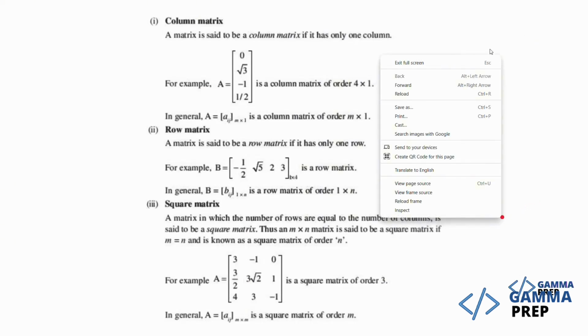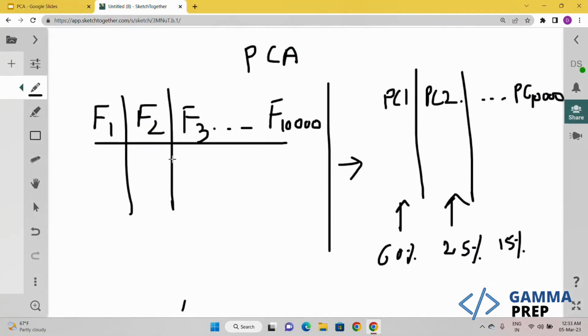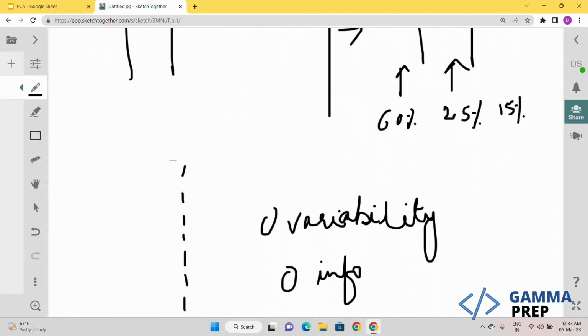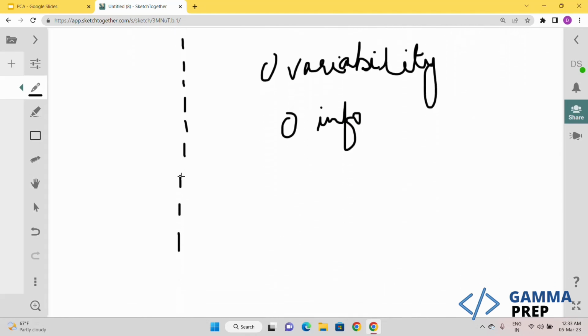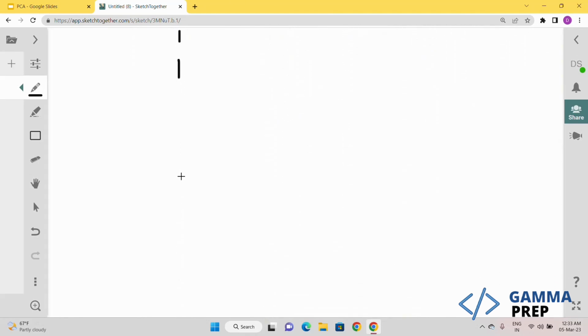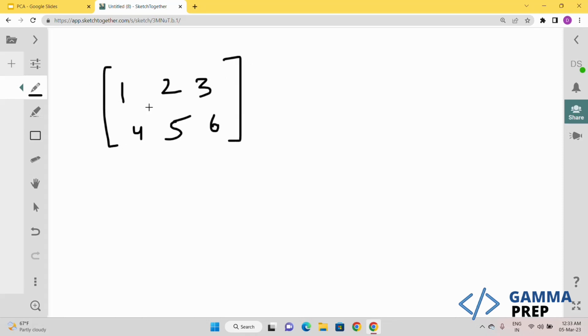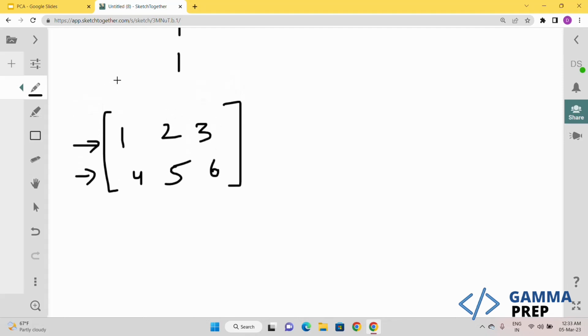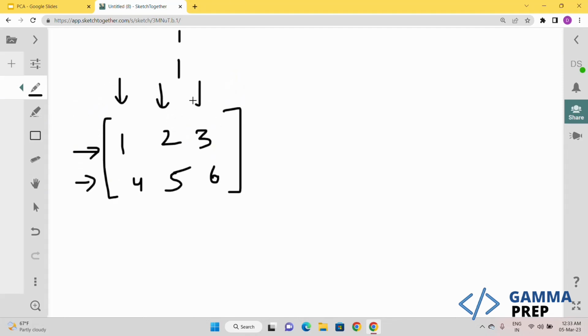Now, there are different types of matrix. I can explain all of them here. So first of all, what is the size of the matrix? Let's say we have 1, 2, 3, 4, 5, 6. If this is the matrix that you have, you see there are two rows, the first row and the second row, and there are three columns, 1, 2, and 3.